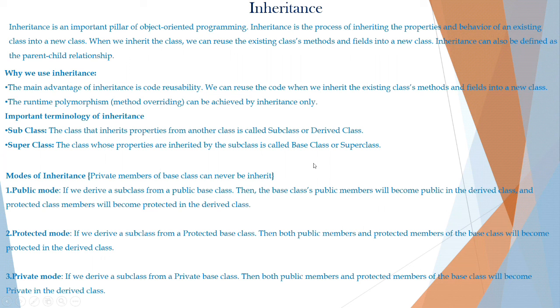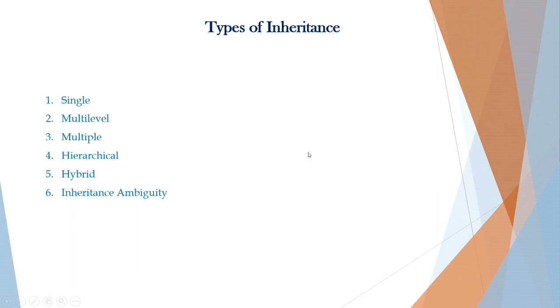Now move on to the next slide, which is about types of inheritance. There are a lot of types of inheritance. First is single inheritance, second is multi-level, third is multiple, fourth is hierarchical, fifth is hybrid, and the sixth one is inheritance ambiguity. This is not a type, but you have to read it. So don't be confused, these inheritance types are very easy to understand, just follow me carefully.